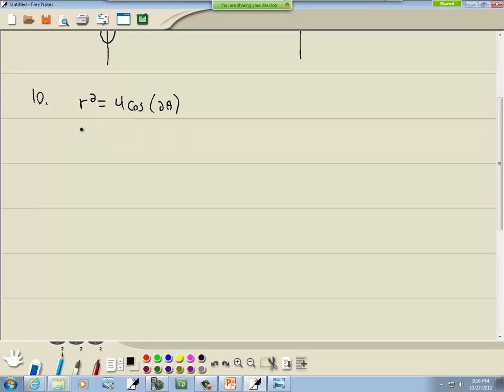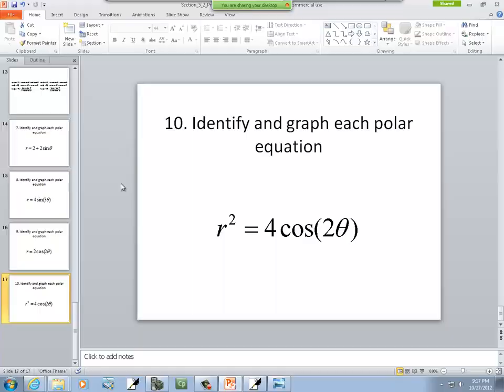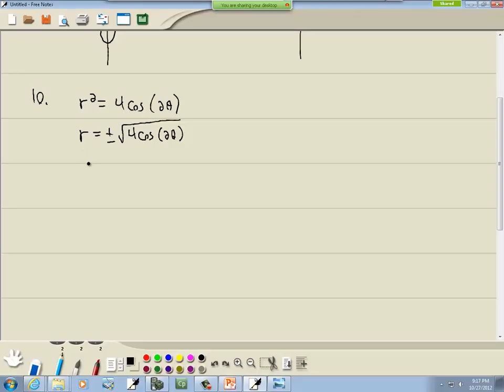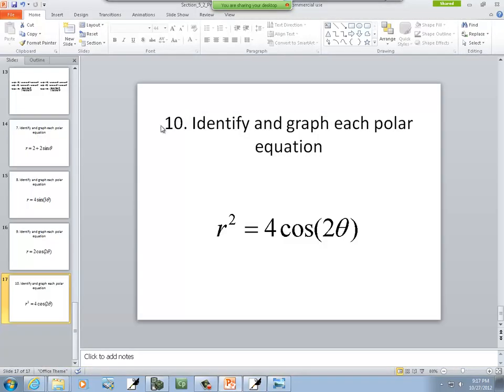Well, what we can do here is normally we'd drop our squared and put a plus or minus square root around the other side, like this. And we don't worry about the plus or minus. So this is just r is equal to a positive square root of 4 cosine 2 theta. Let's go see what the picture should look like, then see where to go from there.